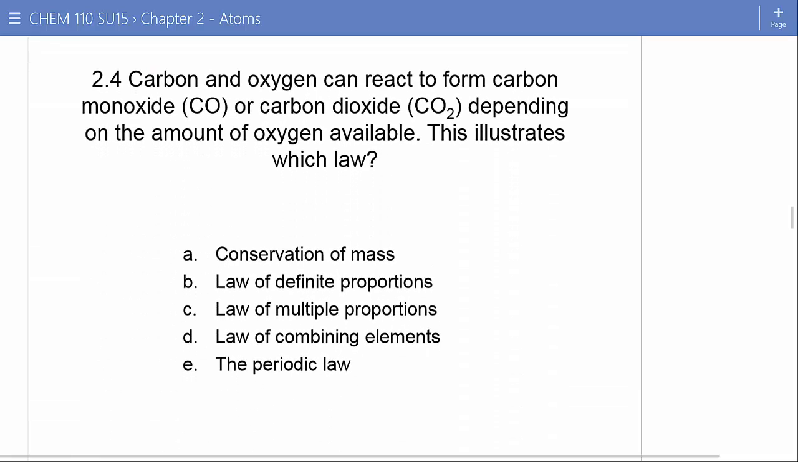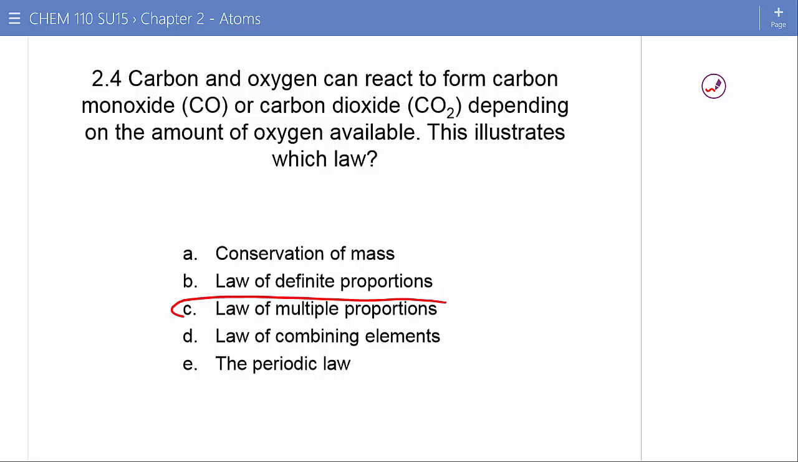All right, let's do the next one. Carbon and oxygen can react to form carbon monoxide or carbon dioxide depending on the amount of oxygen available. This illustrates what law? Kind of. This is actually referred to as the law of multiple proportions.